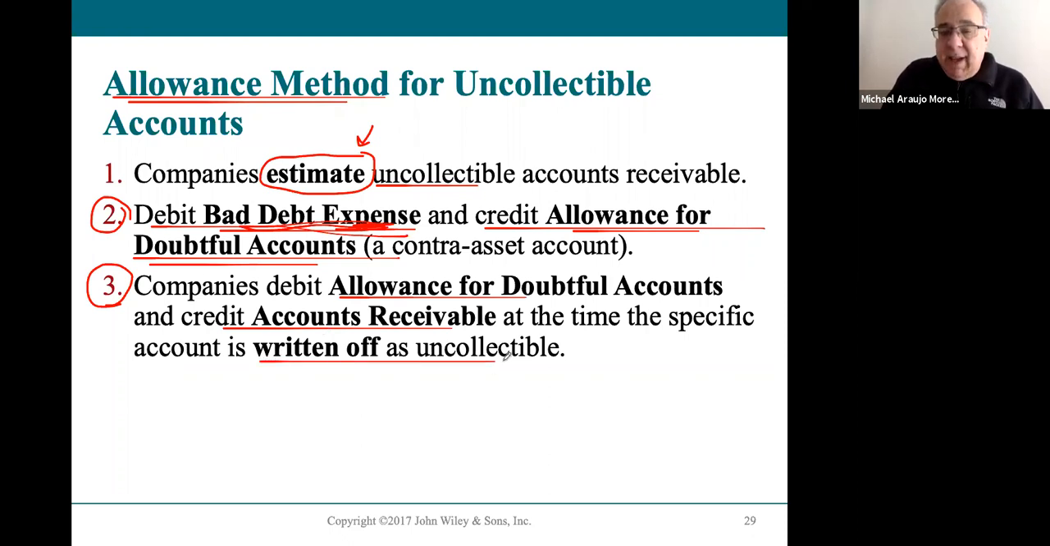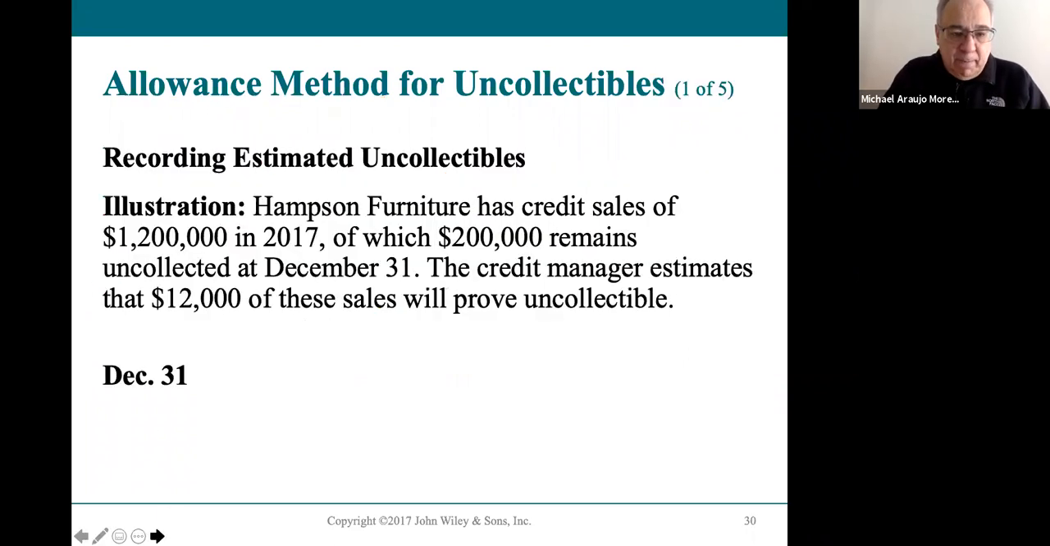But again, using GAAP, we don't use a direct write-off. So we don't just do a bad debt expense for every account we identify. We only do that once. The pool of money in the allowance account is what we use through the year to close the bad accounts that we are not going to collect from.